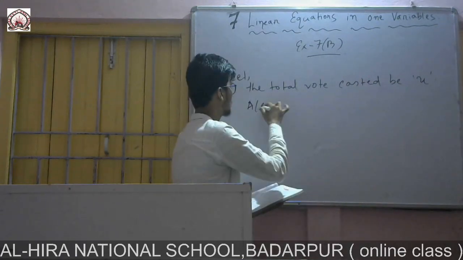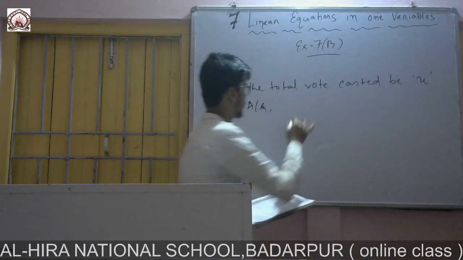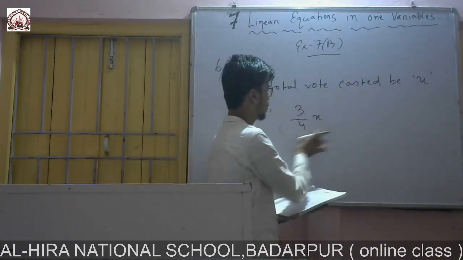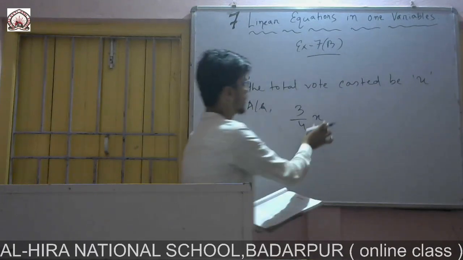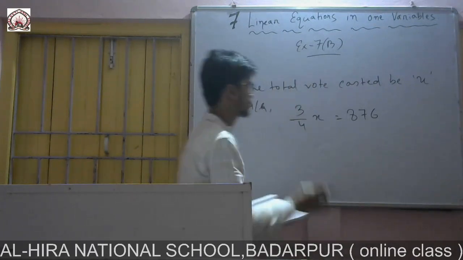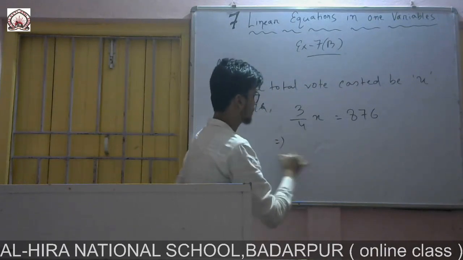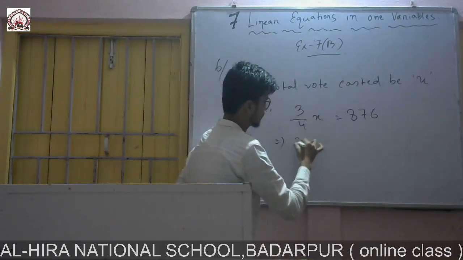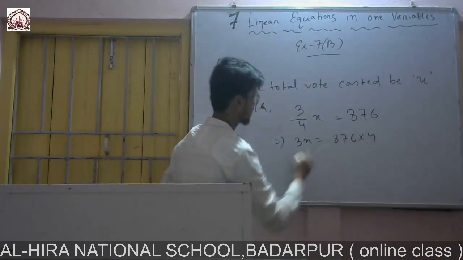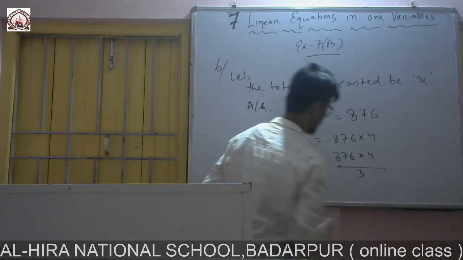So in the question it is given 3/4 of all vote casted in the election. So Apurv received 3/4 of the total vote, and he received how many votes? It is given 876 votes. So 3/4 of the total is equal to 876. If I solve this, 3x equals 876 into 4. Then x equals 876 into 4 by 3.